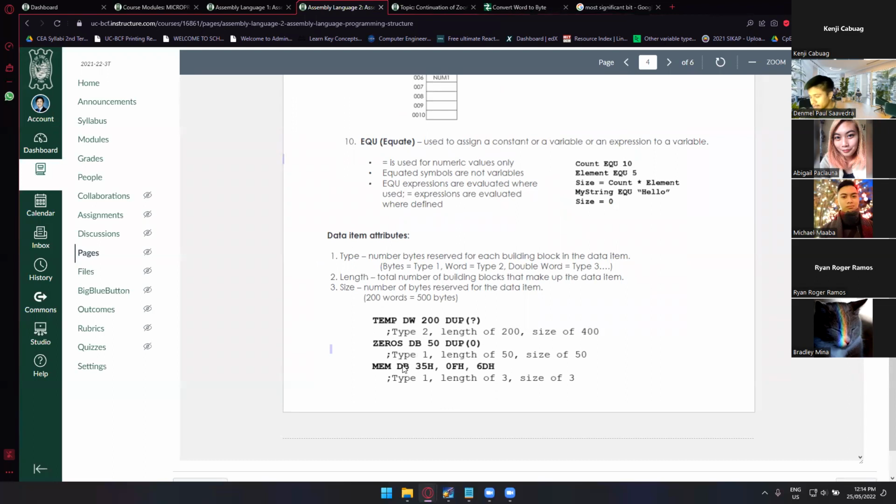Okay, and the last one is also DB. So in here we now have more specific byte values. So we have 35 each, 0f each, and then 60 each. So this one is also type 1 since this is again byte, and then a length of 3 because we have 3 individual values, and then a size of 3, since this one is already byte. So 1 byte, 1 byte, 1 byte. So are we clear regarding these examples right here?